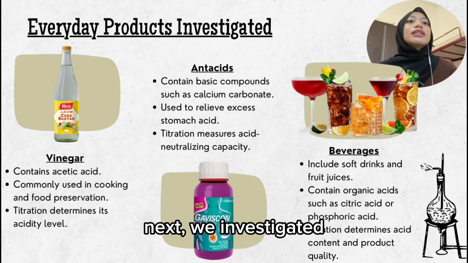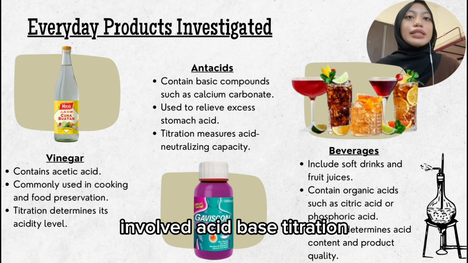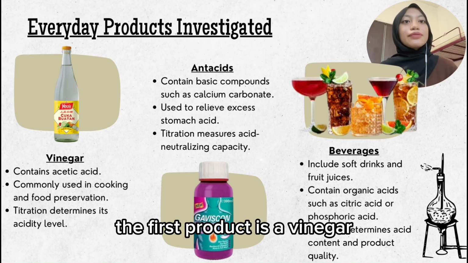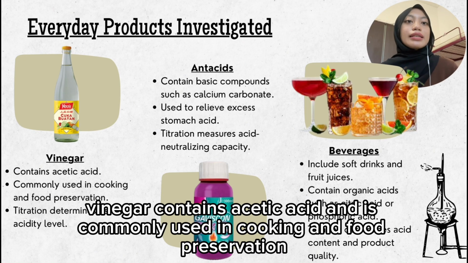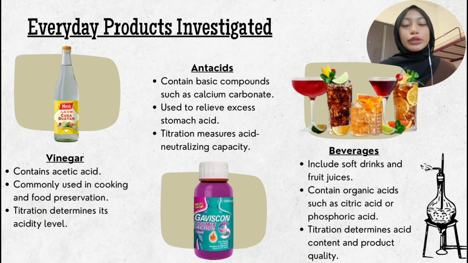Next, we investigated several everyday products that involve acid-base titration. The first product is vinegar. Vinegar contains acetic acid and is commonly used in cooking and food preservation. Acid-base titration can be used to determine its acidity level.